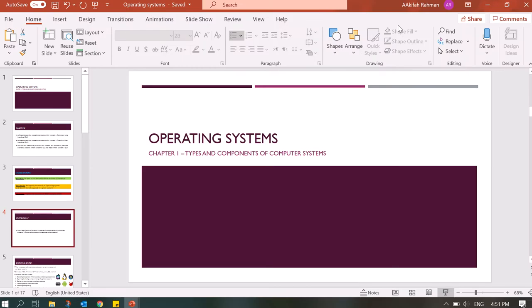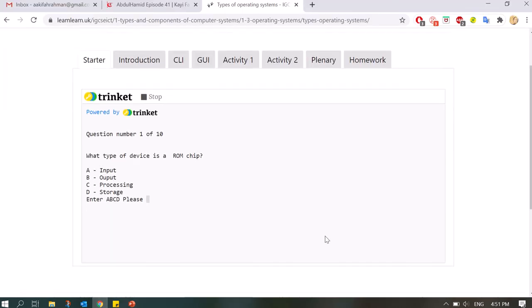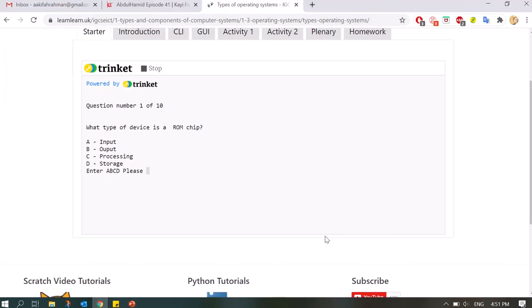As a starter for today's lesson, we have a small activity where these are some questions from the topic you've done earlier on main components of computer system. So let's try to go through at least a few questions for recap. The first question asks, what type of a device is a ROM chip? You would remember that ROM, read-only memory, is standing for memory, so that is storage. Yes? So let's type in the correct answer and see if we are right.